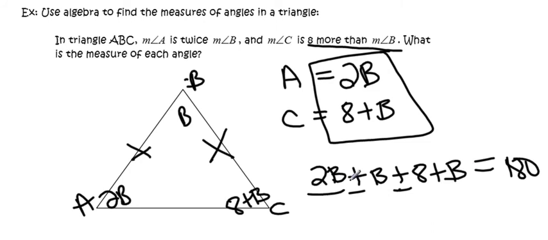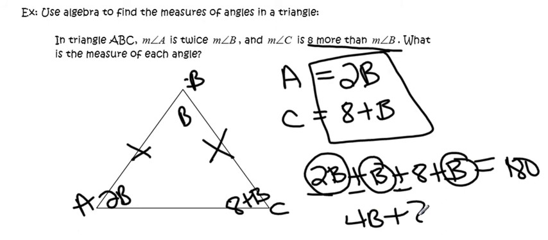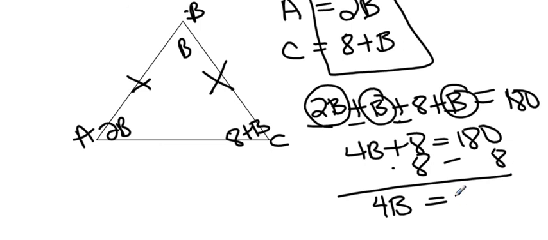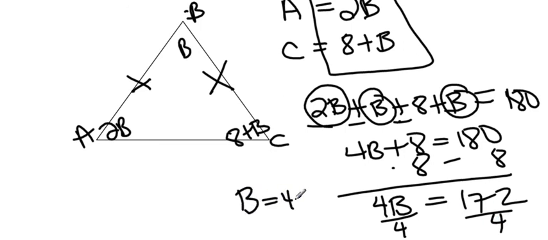So I'm going to combine my like terms. 2B plus B is 3B, plus B is 4B, plus 8 equals 180 degrees. I would subtract 8 from both sides of my equation, and I get 4B equals 172. And I'm going to divide both sides of my equation by 4, so I get 43 is angle B.